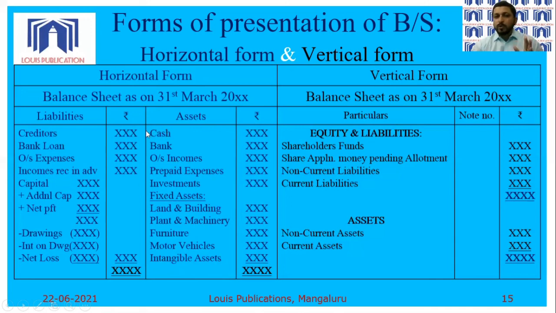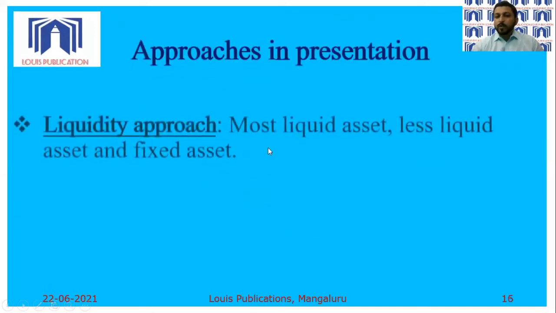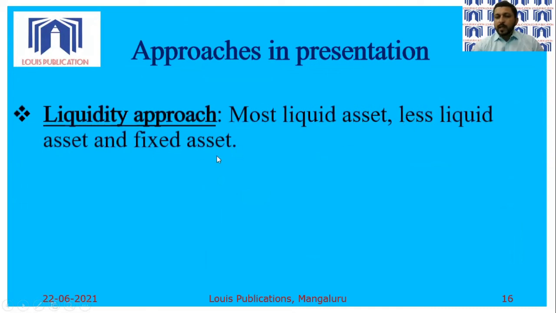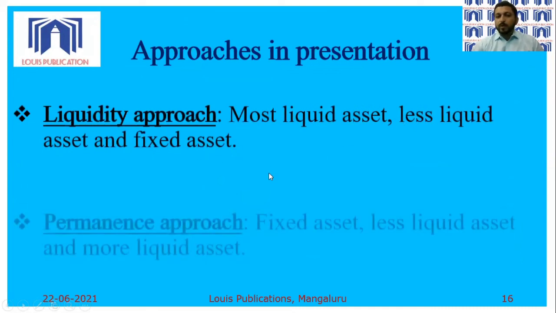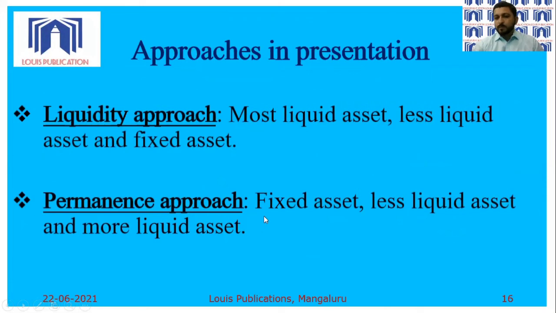Under the liquidity approach, you will always find cash and bank written as the first item on the asset side of the balance sheet. Similarly, over here, if you don't have a bank overdraft, you will have creditors recorded first, and your fixed assets will be recorded last, and fixed liability, capital, will be recorded last. So this horizontal form that you see is exactly the liquidity approach: most liquid asset, less liquid asset, and fixed asset. The second approach that we have is the permanence approach. Fixed assets are recorded first, less liquid assets are recorded next, and more liquid assets are recorded last.